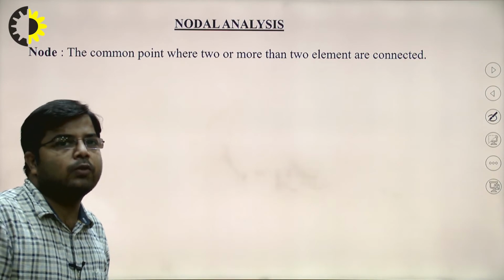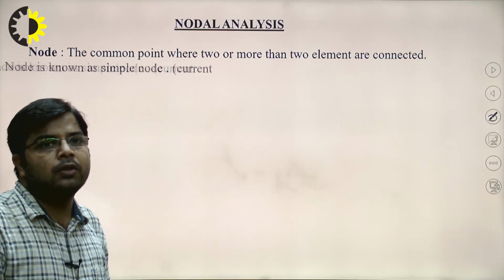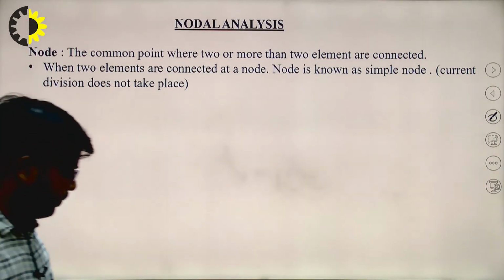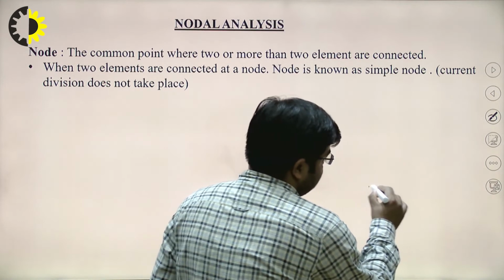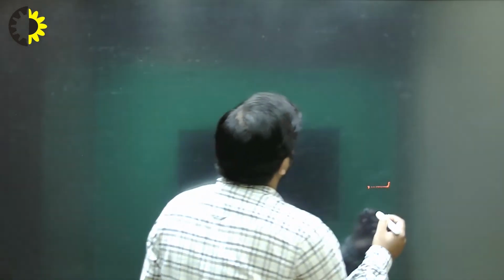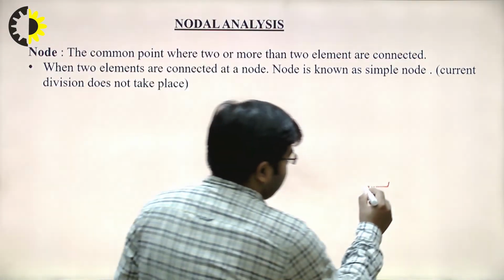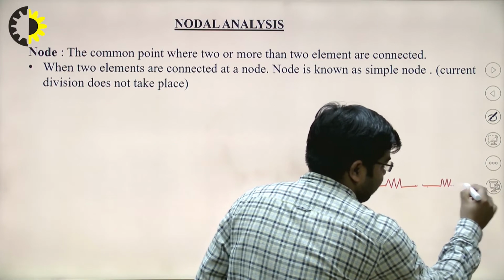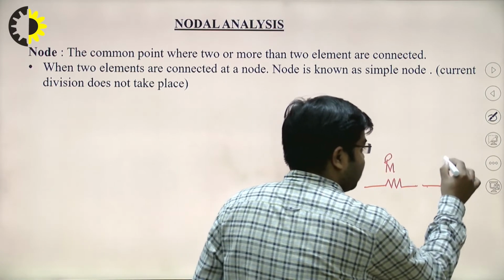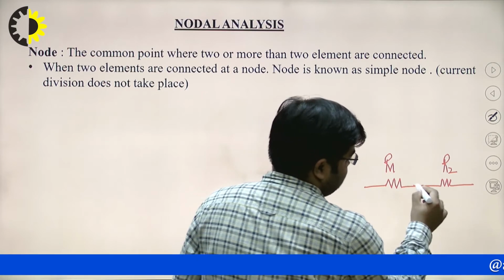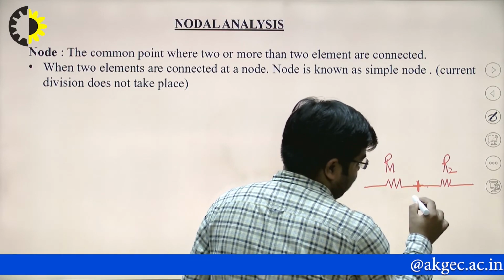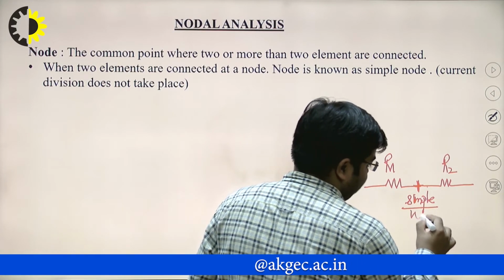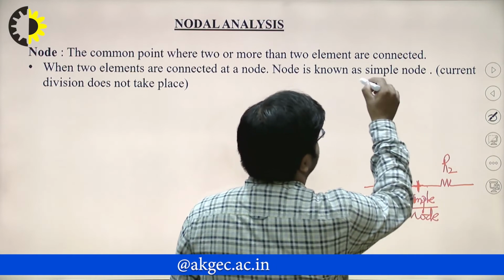There are two types of node, simple node and principal node. When two elements are connected at a node, that node is known as a simple node. Suppose this is resistance R1 and this is resistance R2. These two resistors are connected at this point. So this point is known as a simple node.